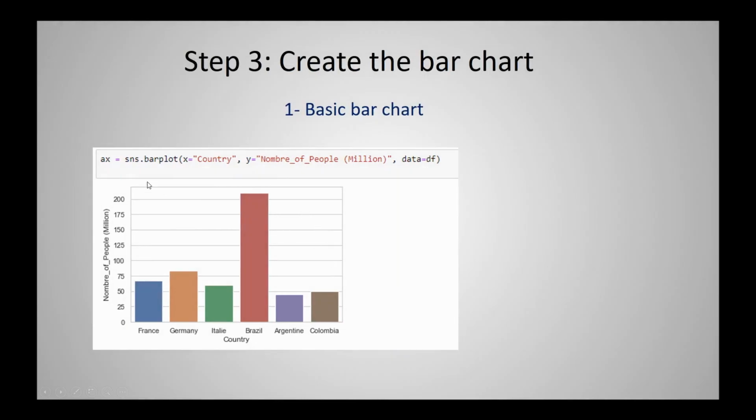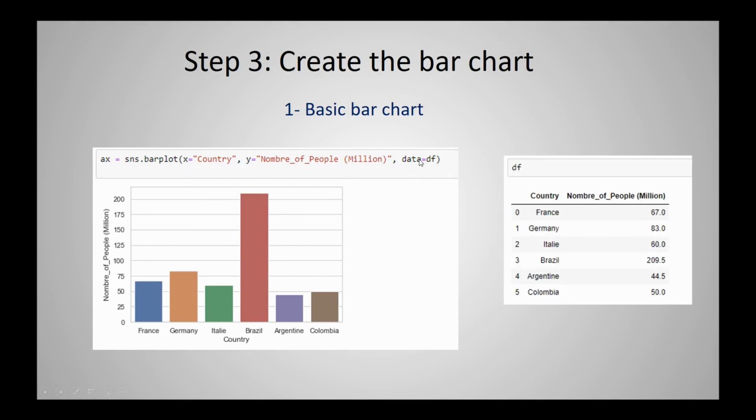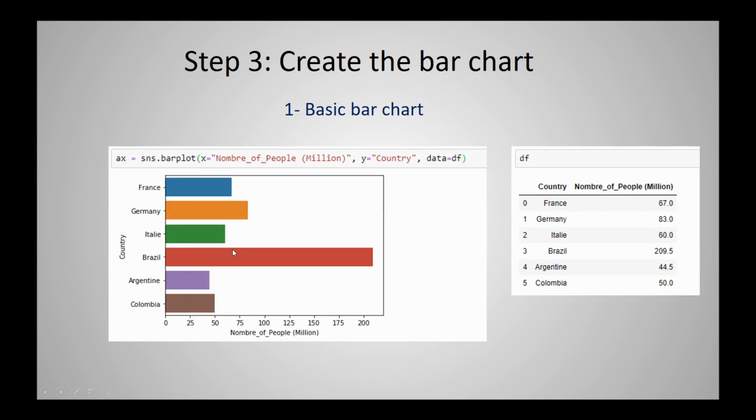As you see, we can create a basic bar chart in just one line of code. All we have to do is to use this sns.barplot function and pass to it x, y and data parameters. Data will take the name of our data frame, df in our case. We'll pass country to the x parameter and number of people to the y parameter. This is all we have to do to create this chart. If you want to change the orientation of your plot, you can do that by passing country to y and number of people to x.